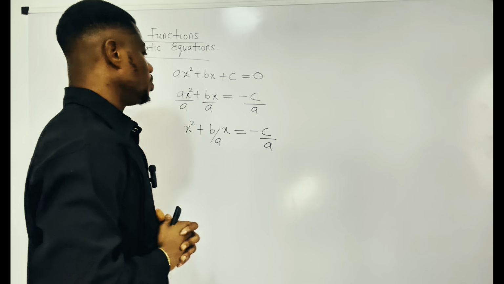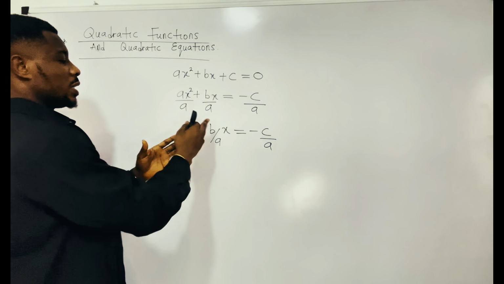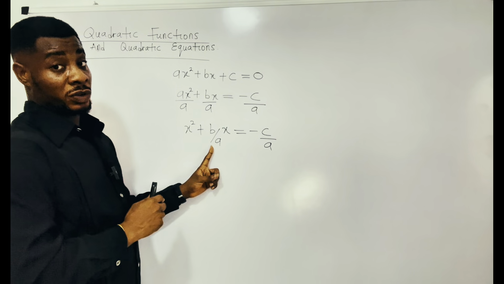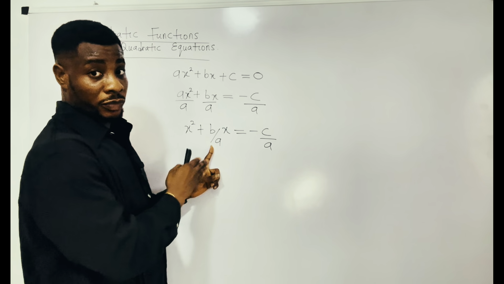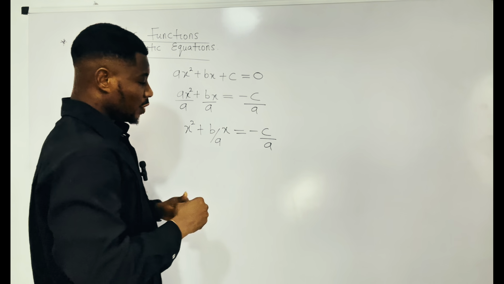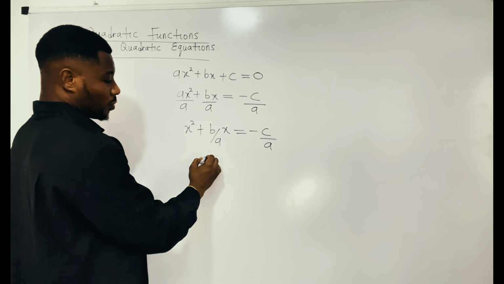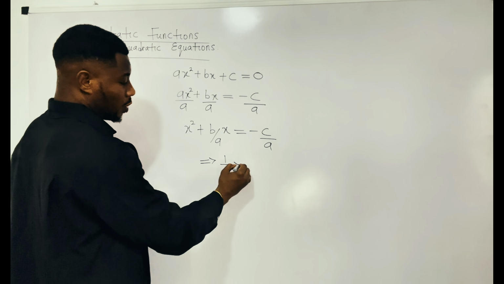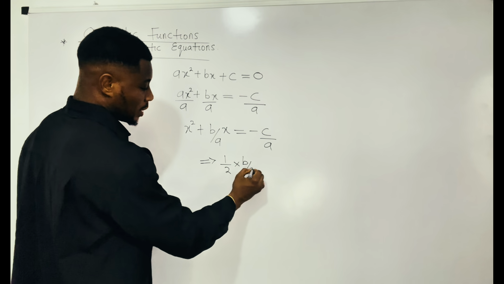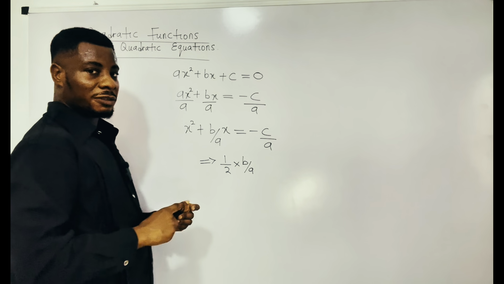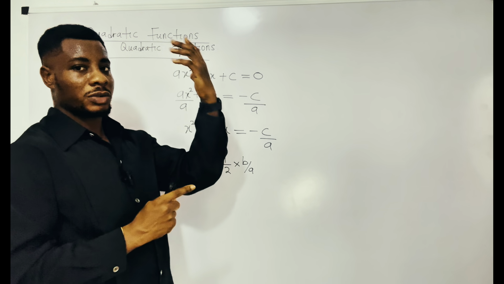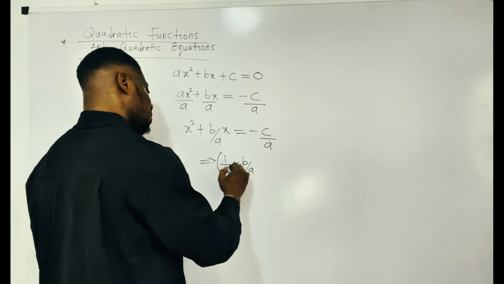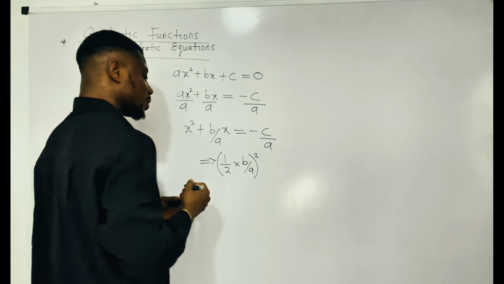Now, at this point, I'm going to be doing something very important. I'm going to take half the coefficient of x, that is to say, multiply the coefficient of x, which is b over a here, by half. So if I do that, I'm going to be having 1 over 2 of the coefficient of x. Take half the coefficient of x. Now square it. So let's square it.